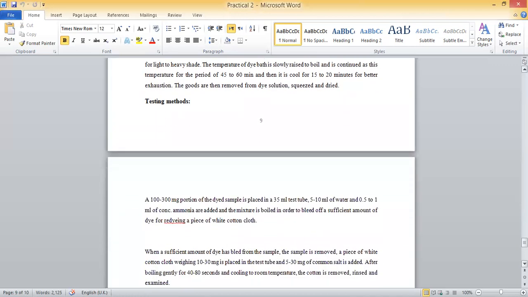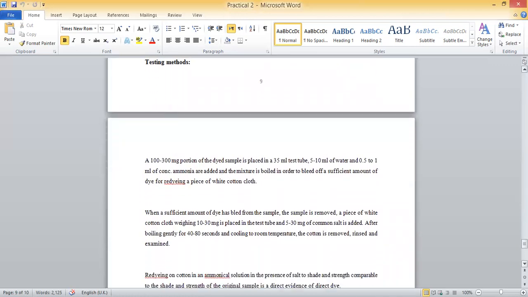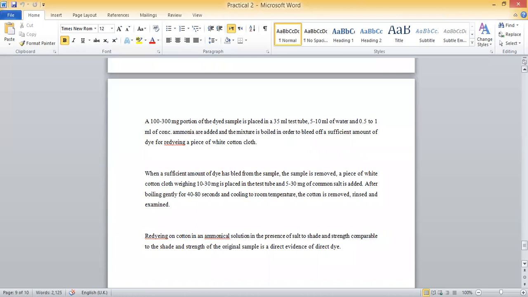At last, we'll speak about its testing methods. So a 100 to 300 milligram portion of the dyed sample is placed in a 35 ml test tube. 5 to 10 ml of water and 0.5 to 1 ml of concentrated ammonia are added and the mixture is boiled in order to bleed off a sufficient amount of dye for re-dyeing a piece of white cotton cloth. When a sufficient amount of dye has bled, the sample is removed.